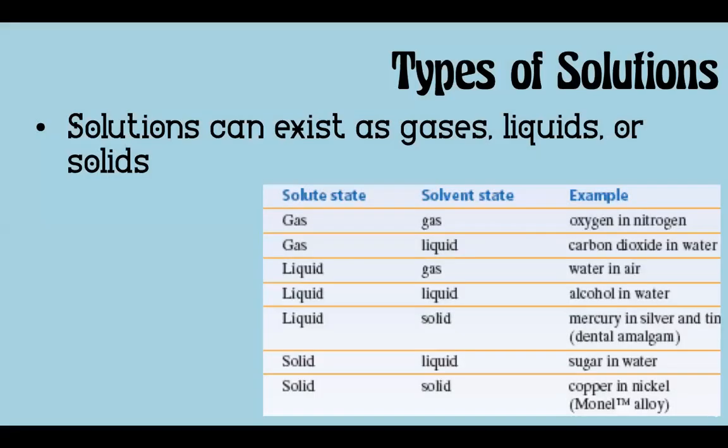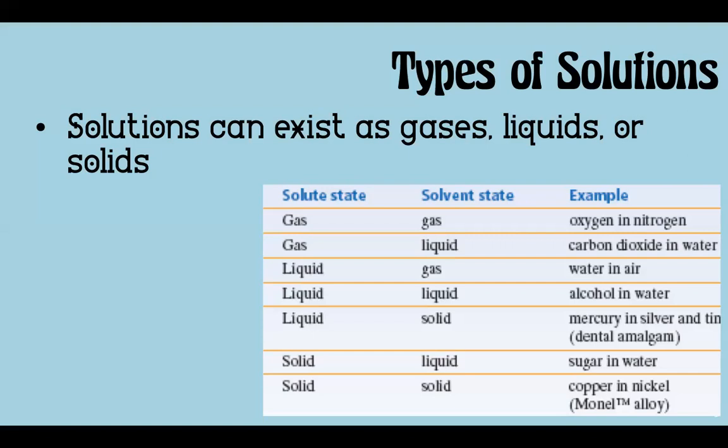Now, solutions can exist as liquids, gases, or solids, any mixture of those things. So here's just a table to give you different examples of solutions that are in other phases besides having the solute as a solid and the solvent as a liquid, which is usually the most typical example that we use, either salt in water or sugar in water.